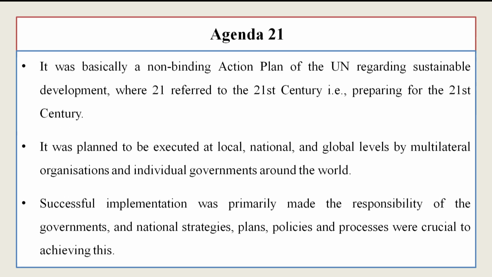Next one is Agenda 21. It was basically a non-binding action plan of the United Nations regarding sustainable development. Here 21 refers to the 21st century, preparing for the 21st century. This action plan was meant to be executed at local, national and global levels by multilateral organizations and individual governments around the world. So successful implementation was primarily the responsibility of governments, and national strategies, plans, policies and processes were crucial to achieving this. International cooperation was expected to support and supplement such national efforts also.